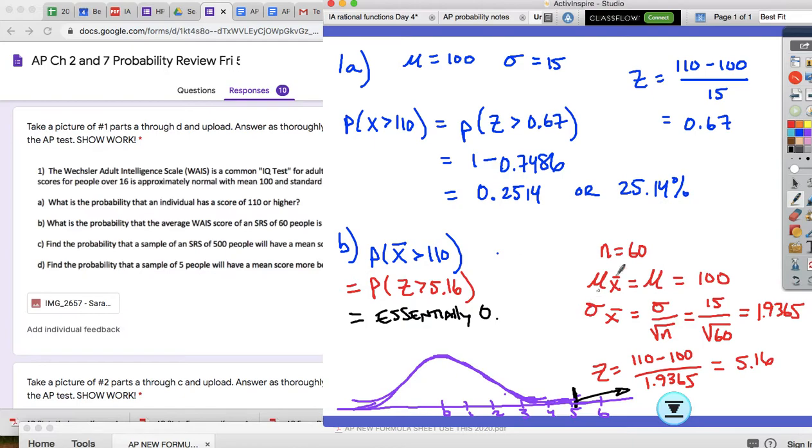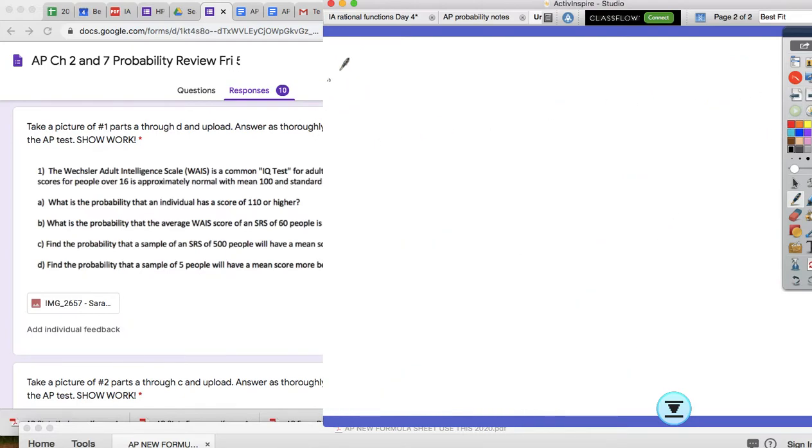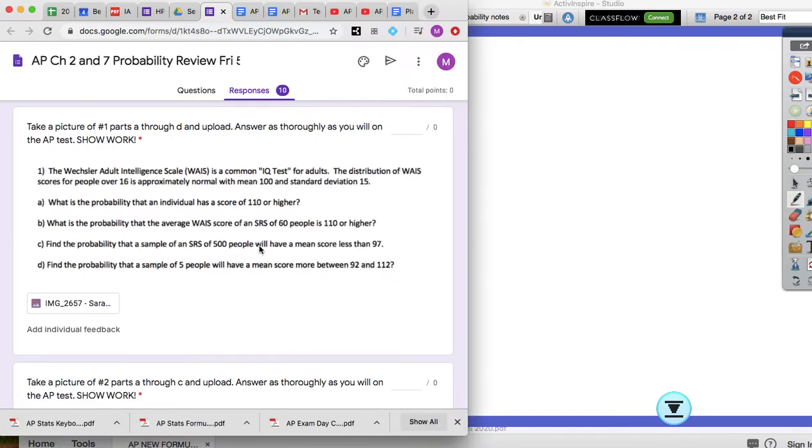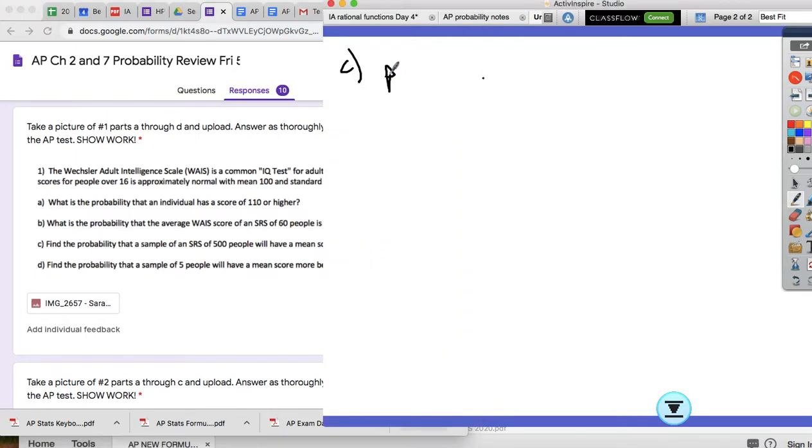So that's your answer to part B. Part C, find the probability that the sample of an SRS of 500 people will have a mean score less than 97. So I'm finding the probability that my mean score of my sample is less than 97. Now my sample size this time is 500.